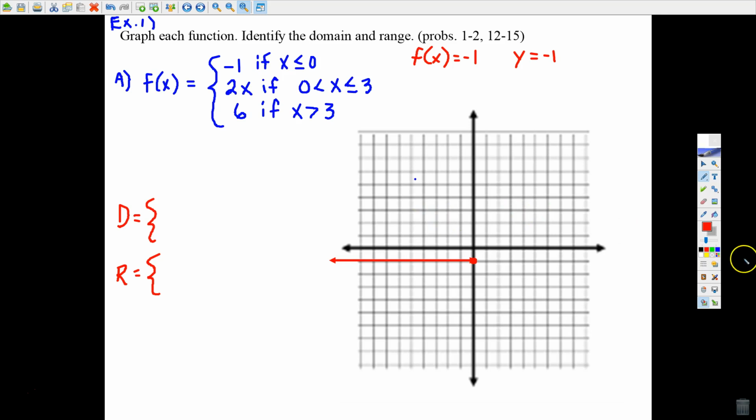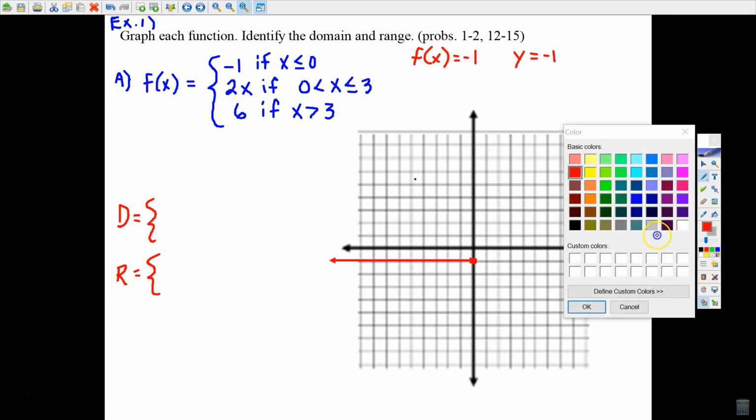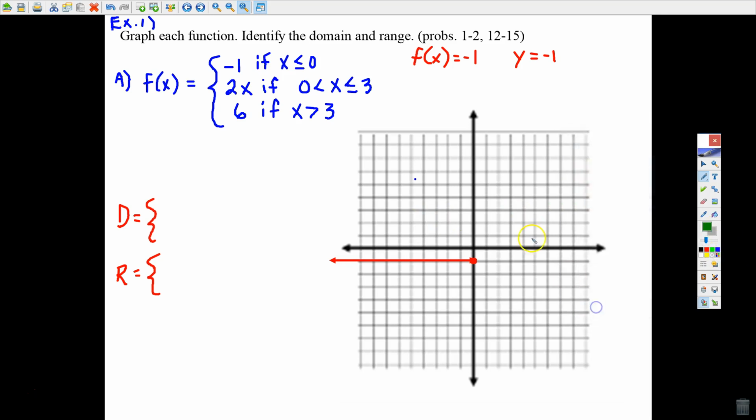Okay. All right. So moving right along, let's take a look at this second one. It says f of x equals 2x.